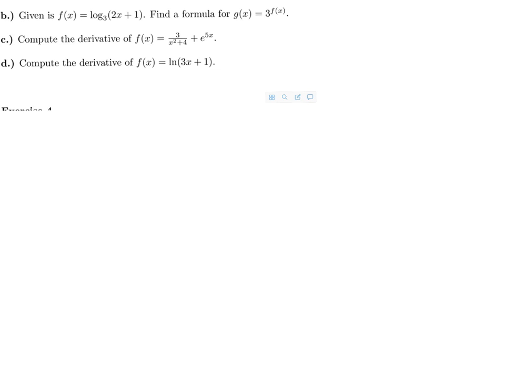This is the exercise clip for exercise 3b. So we have here this function given, the logarithm to the base 3 of 2x plus 1, and we have to find a formula for this function here, which is 3 to the power of f of x.